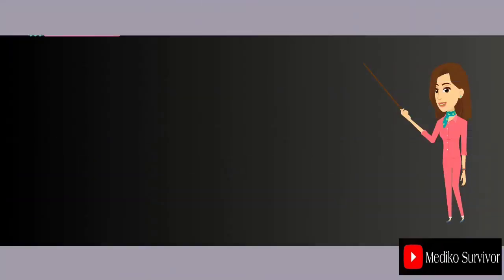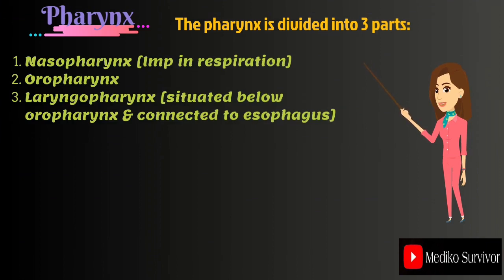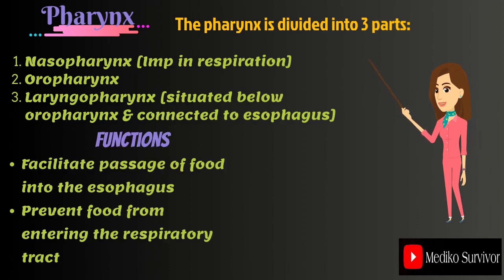The pharynx is divided into three parts. Number 1. Nasopharynx, which is important in respiration. Number 2. Oropharynx, situated posterior to oral cavity. Number 3. Laryngopharynx, situated below oropharynx and connected to esophagus. Functions of pharynx include: it facilitates the passage of food into the esophagus and prevents its entry into the respiratory tract.